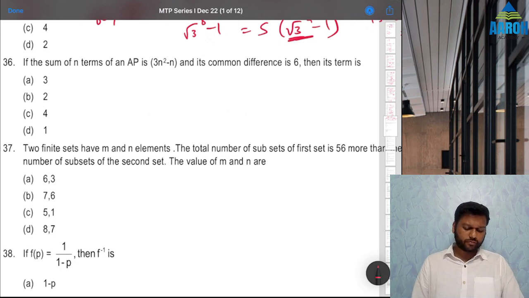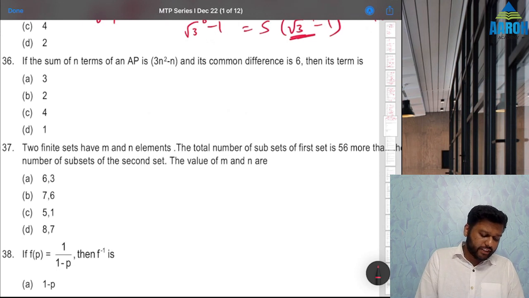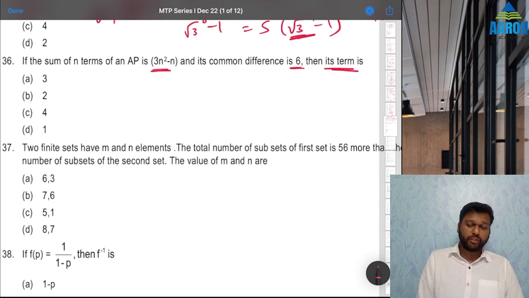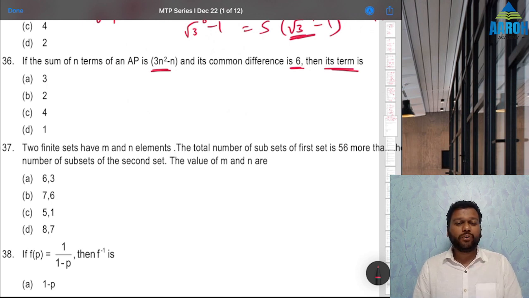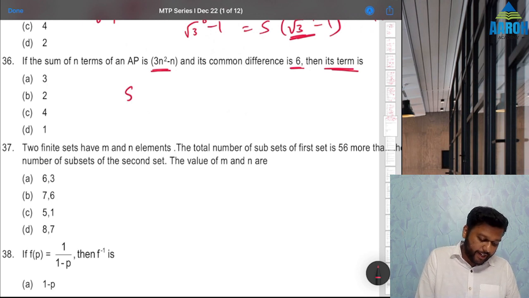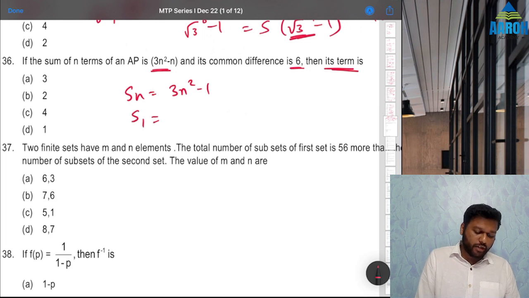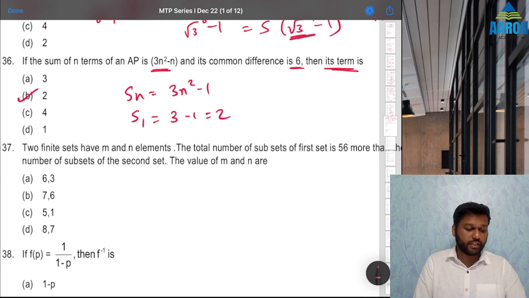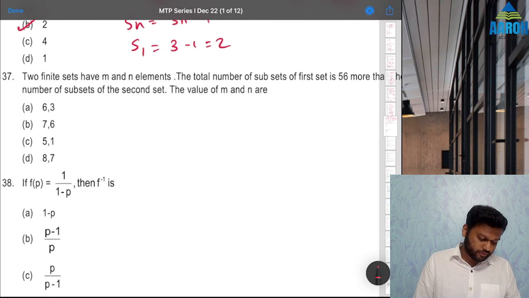36. Conceptual clarity is very important. 36. If the sum of n terms is this and the common difference is 6, then its term is, so I think they mean its first term is, right? I don't know. First term is what? Sum of n terms is 3n square minus n. So the sum of one term will be what? 3 minus 1, that is 2. So the first term is 2. Option B is the correct answer. If they are asking the first term, I don't know what else they are asking.